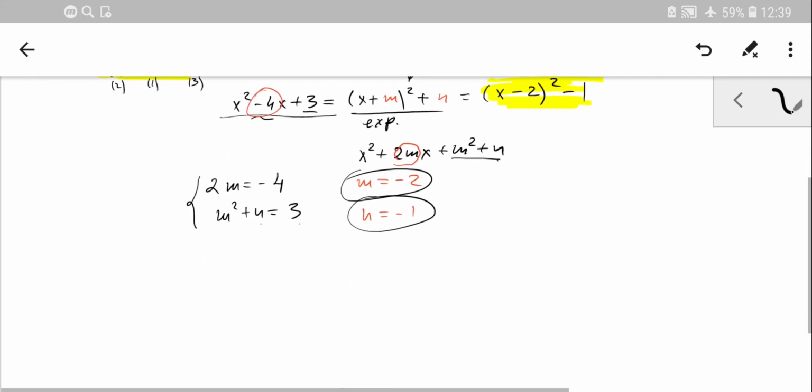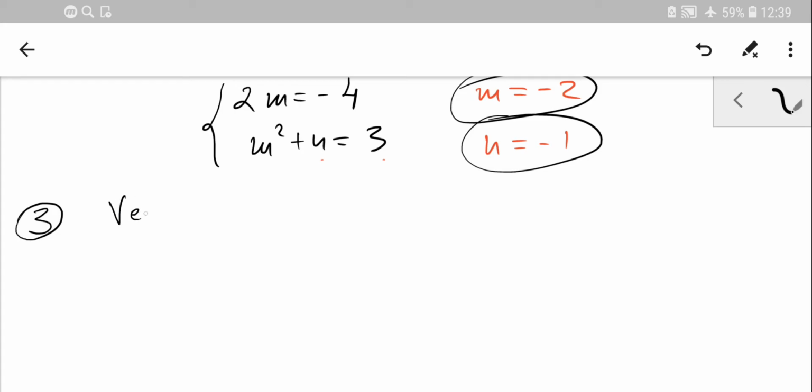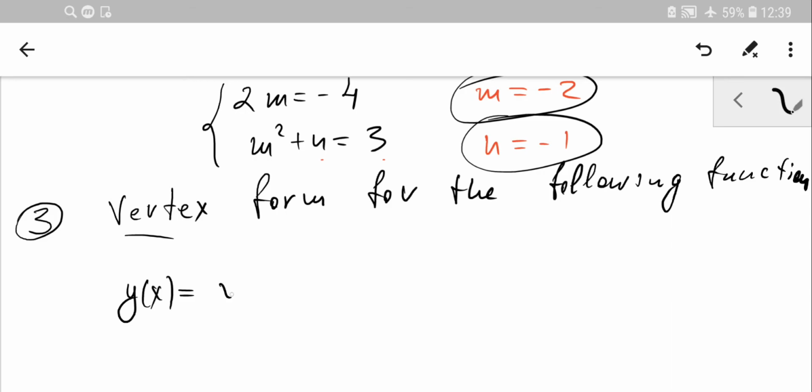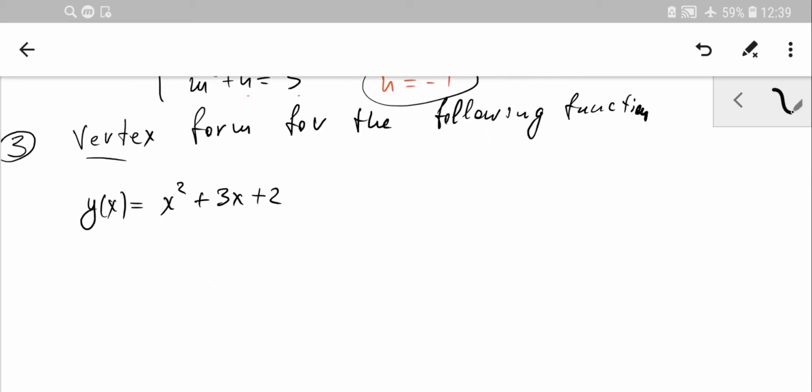Okay, and last but not least, I'll try to show you the application to the vertex form for the parabola. So here, just try to write the vertex form for the following function. So of course I'll use a quadratic function. So y of x, let's say, equals x squared plus 3x plus 2, for example. And now I need to turn this expression or this equation into the vertex form.